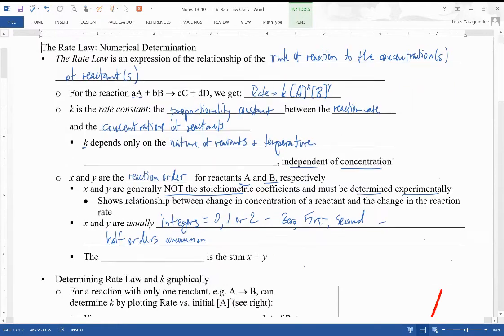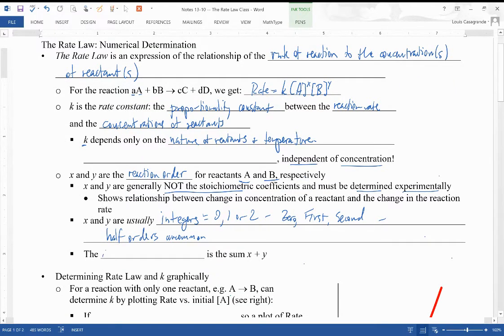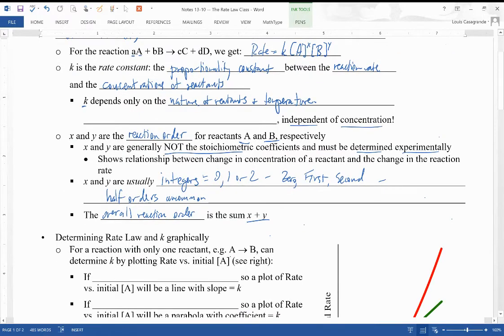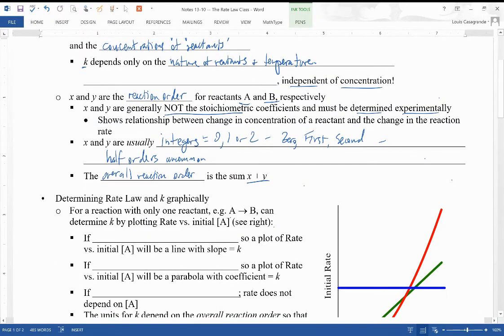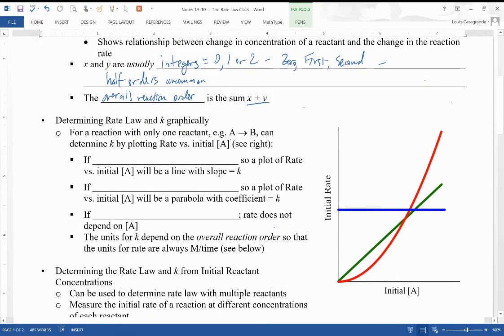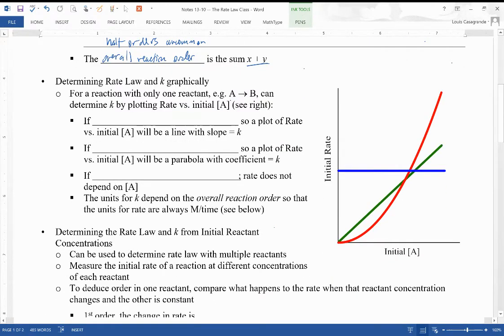And finally, the overall reaction order. So a reaction also has an overall reaction order, which is just the sum of the reaction orders of x and y. Now, sometimes you'll be asked to determine the reaction rate, the reaction order, and the rate law graphically. You can do this easily for a reaction with only one reactant, or if you do other things to keep something else constant. As long as you have a pretty constant concentration of your other reactant, then this will work.